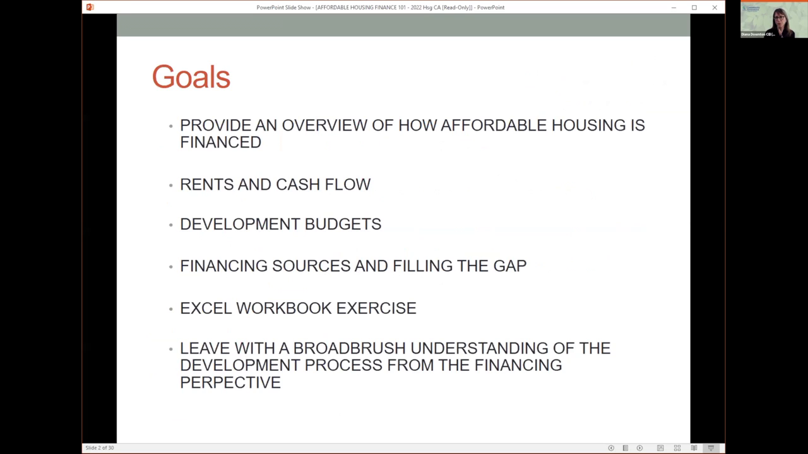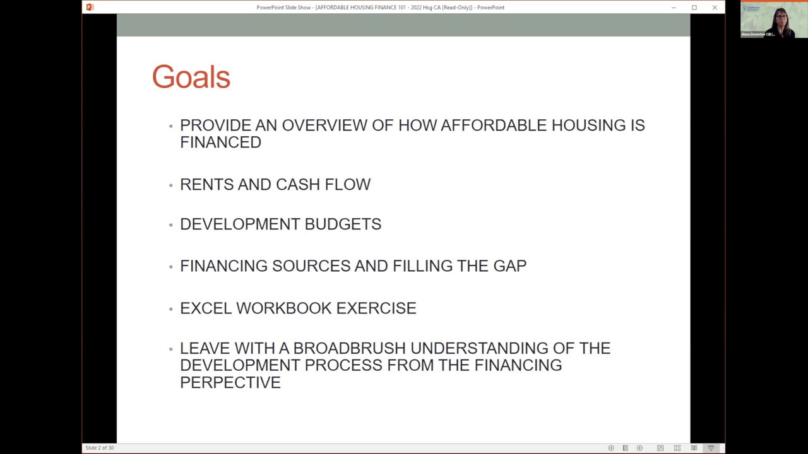So the goal is for you to have kind of a broad brush understanding of the financing of affordable housing. We'll talk about rents, we'll talk about cash flows, development budgets, the general financing sources used, how do you fill your financing gap. And then we also will have a little Excel workbook exercise after my presentation. So you don't have to just sit and listen to us the whole time. You'll have a chance to play around with an Excel workbook and try out some scenarios on your own.